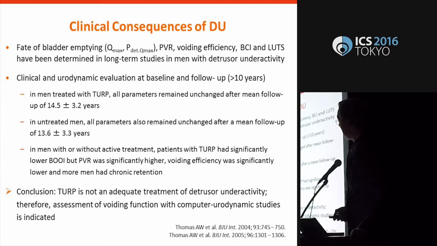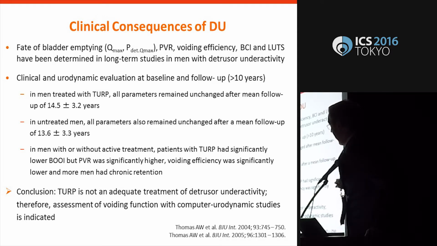So what's the fate of bladder emptying, post-void residual, voiding associated with bladder contractility and LUTS? This has been determined in long-term studies. These are the two Thomas publications Chris has already mentioned. Clinical and urodynamic evaluation at baseline and at least at 10 years were done. In men treated with TURP, all these parameters remained unchanged after a median follow-up of 14.5 plus minus 3.2 years. The patients who did not receive treatment remained with detrusor underactivity. Their symptoms did not change as well.